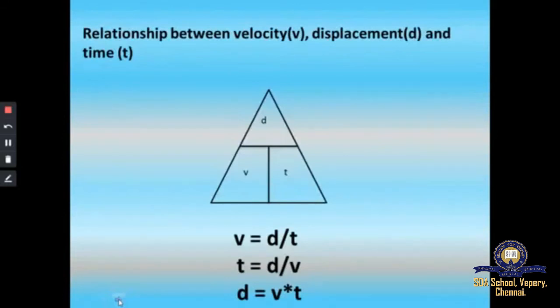Relationship between velocity, displacement and time. So velocity is equal to displacement by time. Time is equal to displacement by velocity. Displacement is equal to velocity into time. So when you know the value for any two things, we can find the other. Suppose you know the value of velocity and displacement, you can find the time, or vice versa.